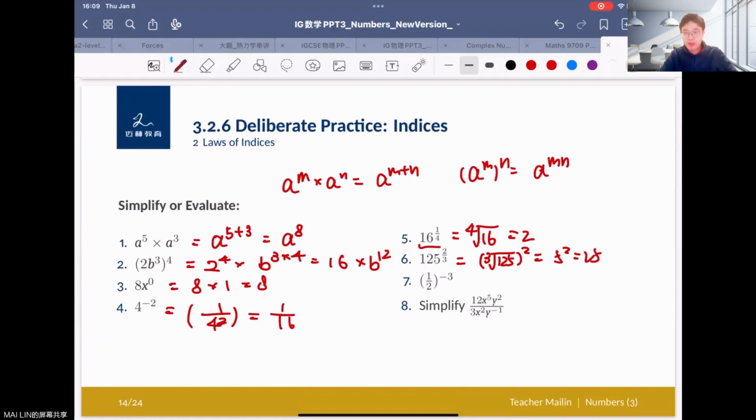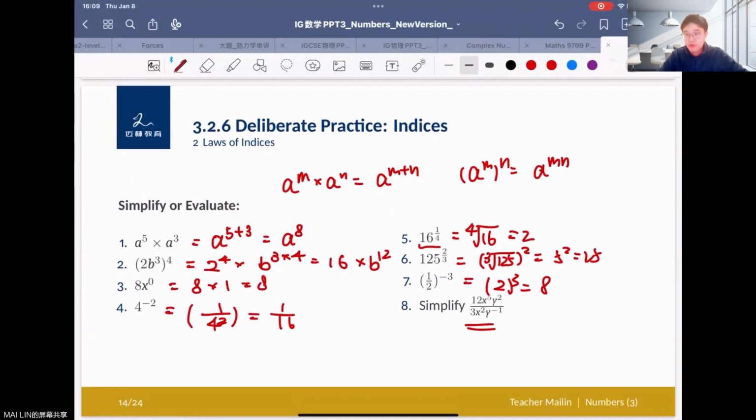And for the sixth problem, we can first calculate here is a negative in the power. So here is maybe 2 cubed, okay? And the answer is 8. And here is a very difficult problem we can solve together.